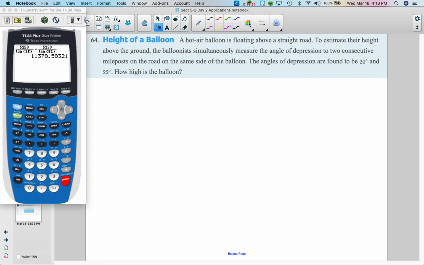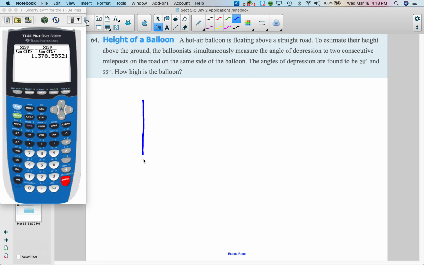All right, next one. We've got a hot air balloon floating above a straight road. To estimate their height above the ground, the balloonists simultaneously measure the angle of depression to two consecutive mileposts on the road on the same side of the balloon. The angles of depression are found to be 20 degrees and 22 degrees. How high is the balloon?